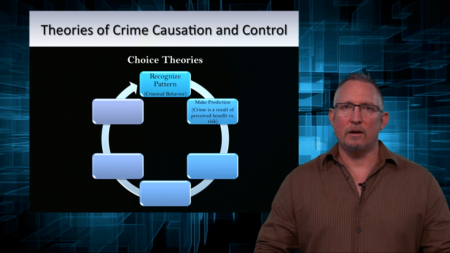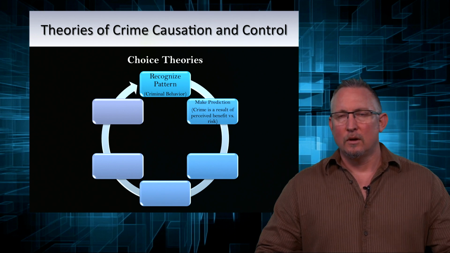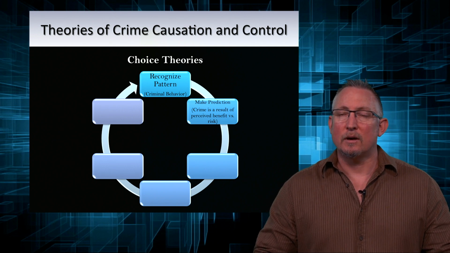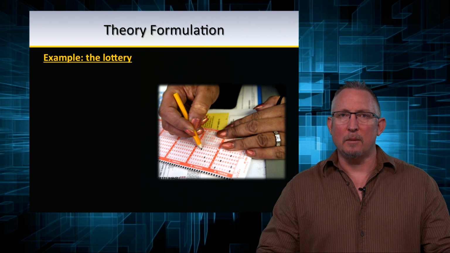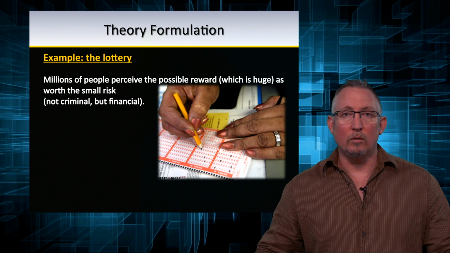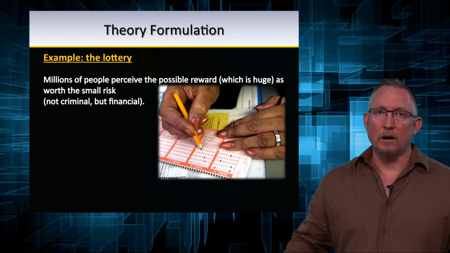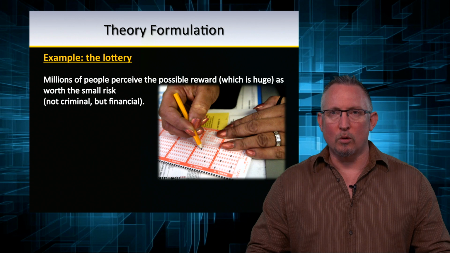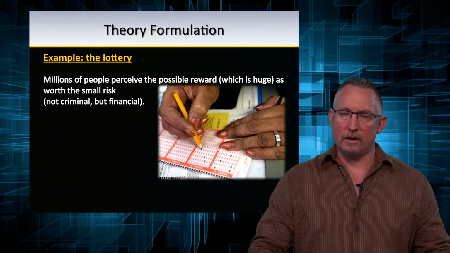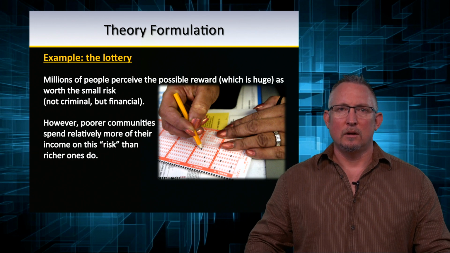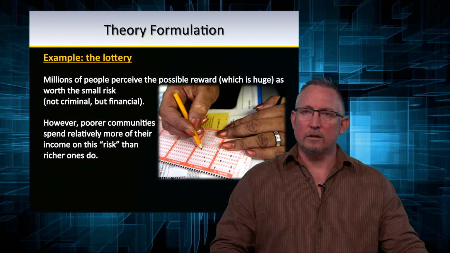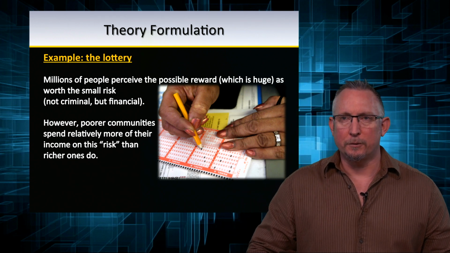Okay, so here we have our theories of crime causation, in terms of how we want to recognize a pattern, and then we want to make a prediction out of that pattern. An example of this would be the lottery. So we know that millions of people play the lottery. Millions of these people perceive the possible reward, which is huge, as worth a small risk. We're not talking about criminal behavior here, but rather financial risk. But poor communities, research tells us, actually spend relatively more income on this risk than richer ones do.